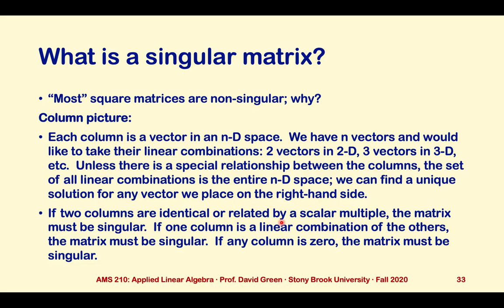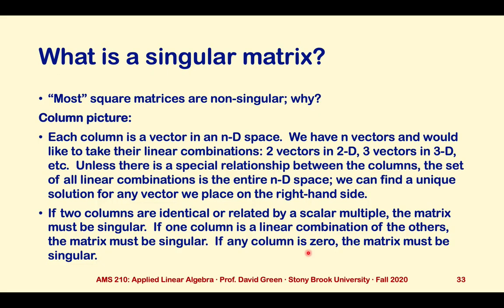The system is singular. Similarly, if one column is already a linear combination of the others, then that doesn't contribute anything more to being able to generate linear combinations. The matrix is singular. And if any column is 0, the matrix must be singular, because again, that column doesn't give any information.